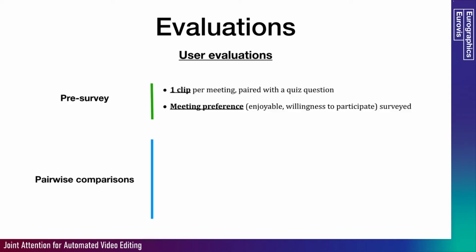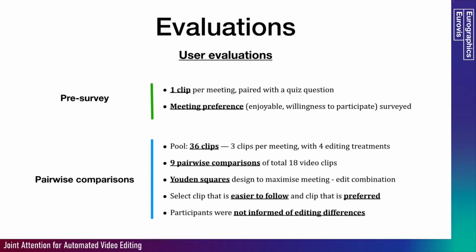We then conducted a user evaluation comprised of a pre-survey to see if there was any preference between different meetings, and a second part of 9 pairwise comparisons of 2 clips selected from a pool of 36 clips, where there were 3 clips per meeting and 4 editing treatments per clip. And so the users had to choose between any 2 pairs of clips which one was easier to follow and which one was preferred. The participants were not informed that there were different editing treatments between the video pairs.